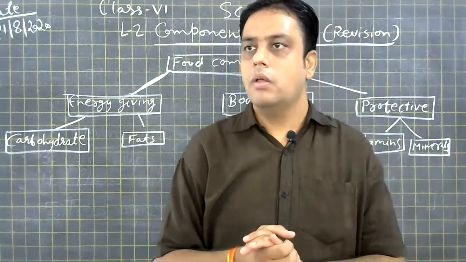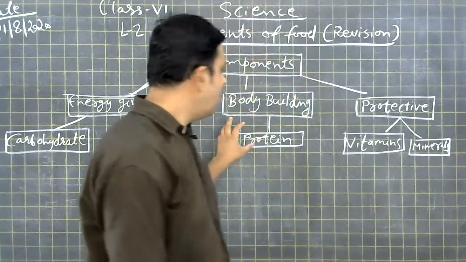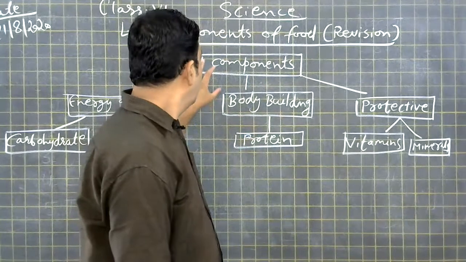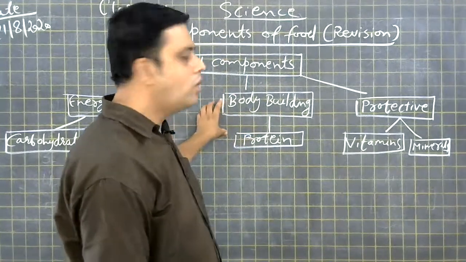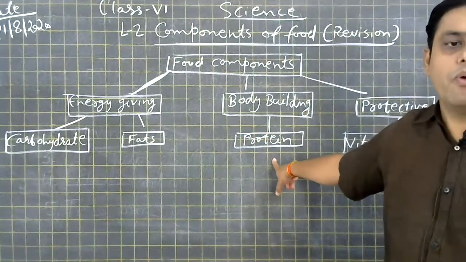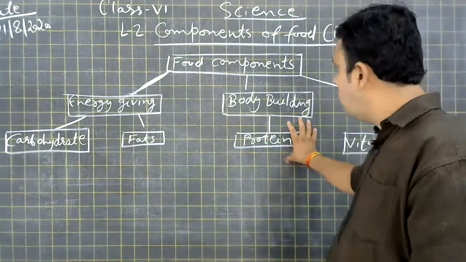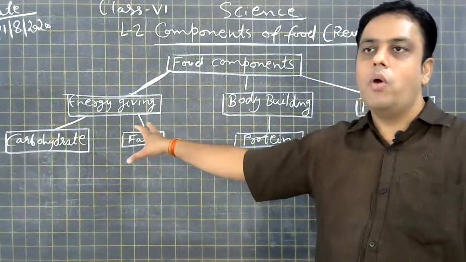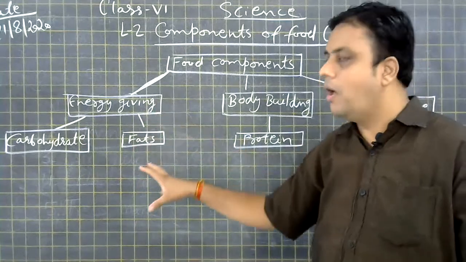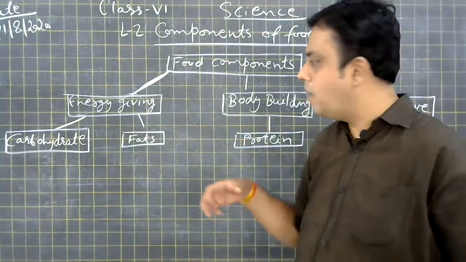Okay. Now next part is there, body building food, body building nutrients. So the body building nutrient is protein. Okay, protein is called body building nutrient. So what is the use of protein? Carbohydrate and fat are energy giving nutrients. They give us energy for different types of activities or different types of work.